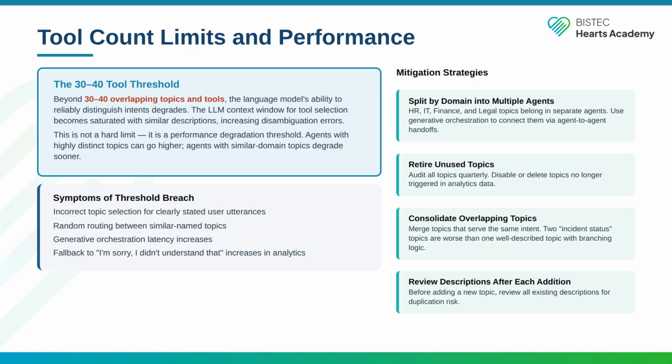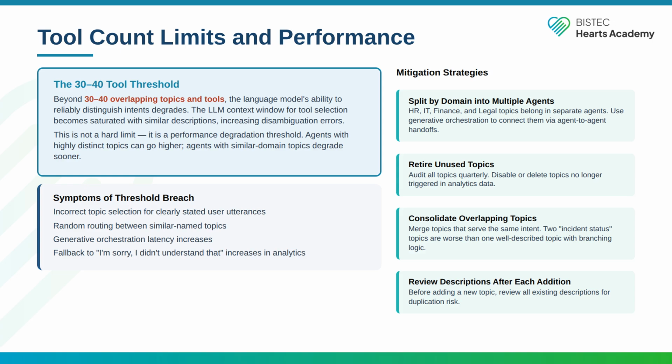An agent with 40 topics across 4 completely distinct domains, 10 HR topics, 10 IT topics, 10 finance topics, 10 legal topics, each described with precise, non-overlapping vocabulary, can perform well beyond 40. An agent with 20 IT topics all covering slightly different aspects of incident management, with similar vocabulary throughout, will degrade below the threshold. The performance curve depends on semantic overlap, not raw count.